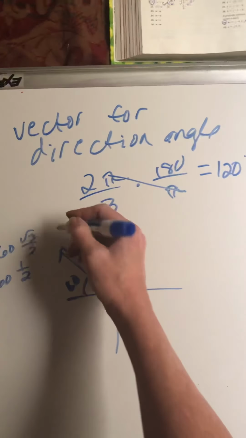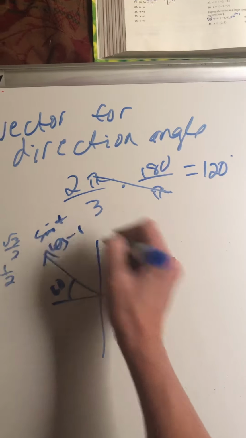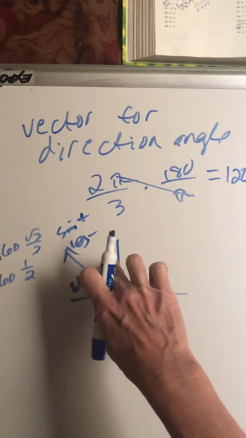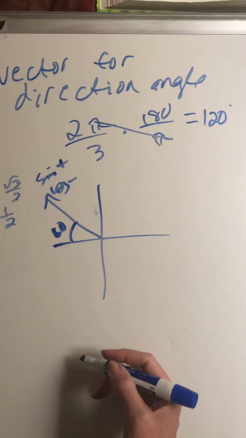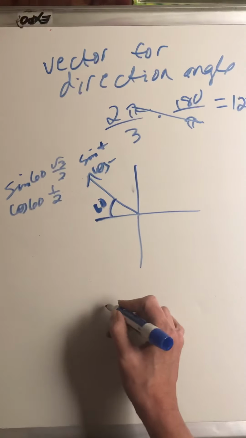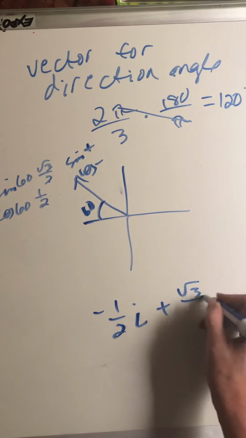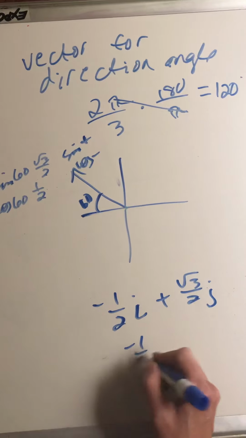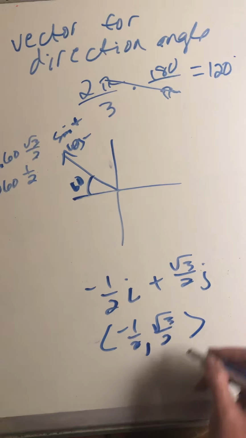And in the second quadrant, sine is positive, cosine is negative. Okay? Sine is positive, cosine is negative. So for this, we would have -1/2 i plus square root of 3 over 2 j, or -1/2 comma square root of 3 over 2 in component form.